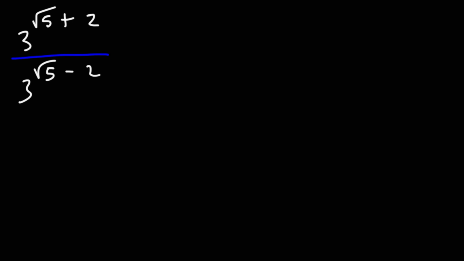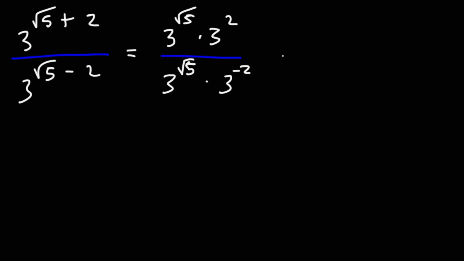So this one is very similar to the last one. First, let's convert the sum of two exponents into the multiplication of two numbers with those exponents. So this is 3 to the square root 5 times 3 to the second power. And beneath that, we have 3 to the square root 5 times 3 to the negative 2. So just like before, we could cancel these two because they're the same.